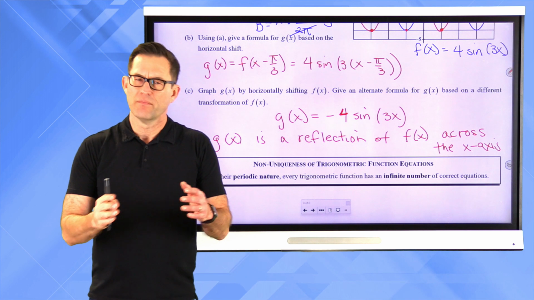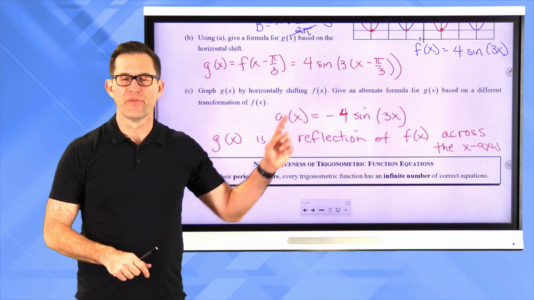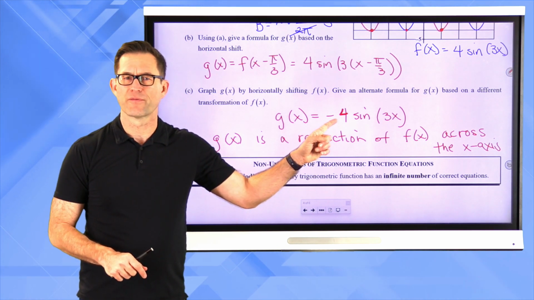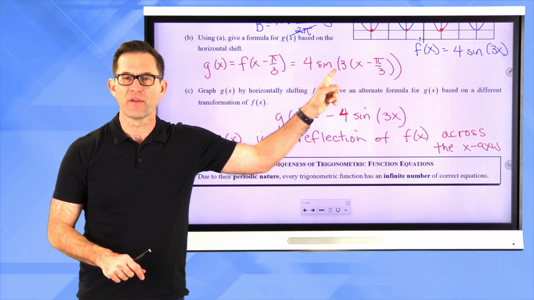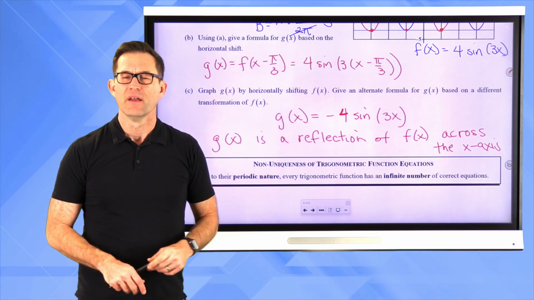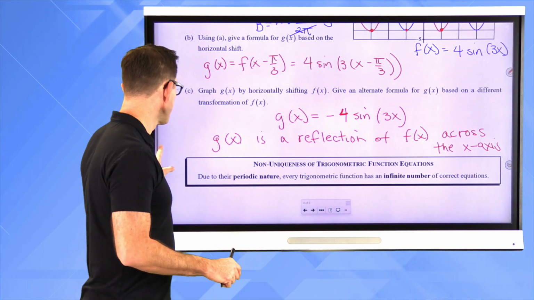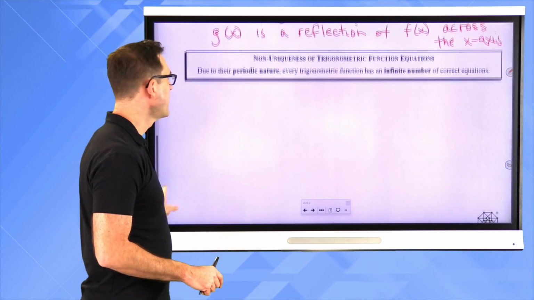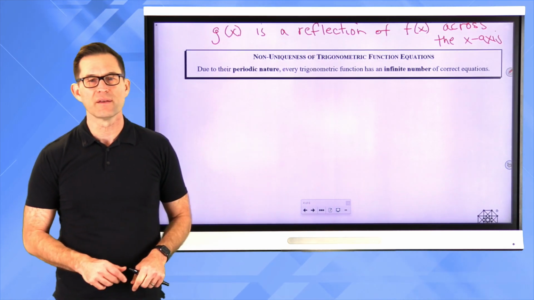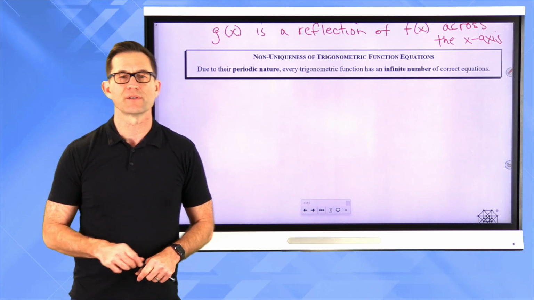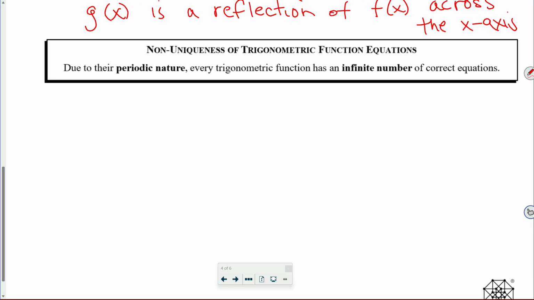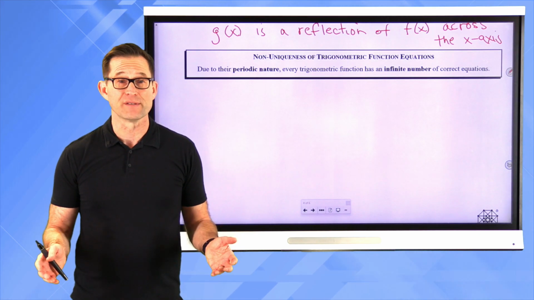And again, I mentioned this briefly before. This is a perfectly valid equation for g of x. There's actually an infinite number of perfectly valid equations for g of x, and this is known as the non-uniqueness of trigonometric function equations, a phrase that you probably don't want to memorize. Due to their periodic nature, every trigonometric function has an infinite number of correct equations. An infinite number. And there's actually 2 reasons for that.